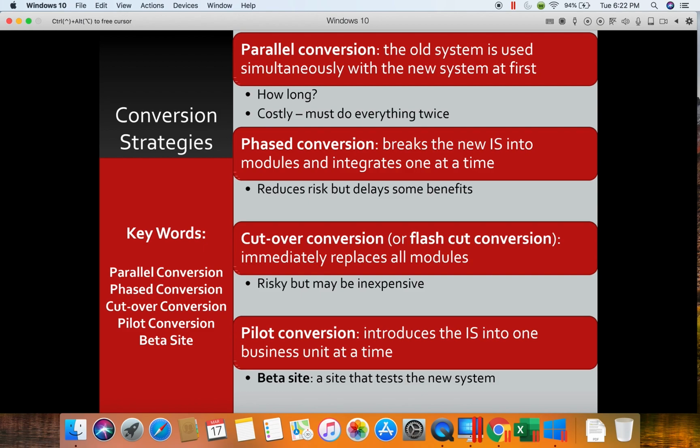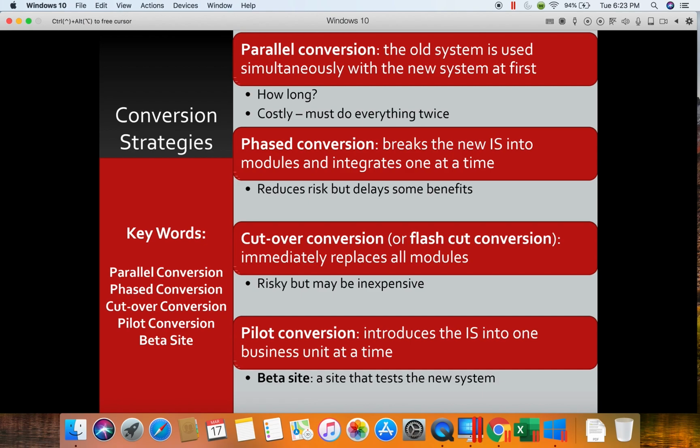Now the next way is called a cutover or a direct conversion. It is sometimes referred to as a flash cut conversion. What that means is tomorrow I stop using the old and I start using the new. This is extremely risky, especially if you cut short testing or any other of the developmental pieces that came before this, developing your list of requirements.